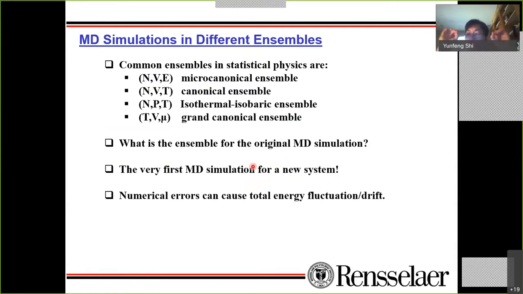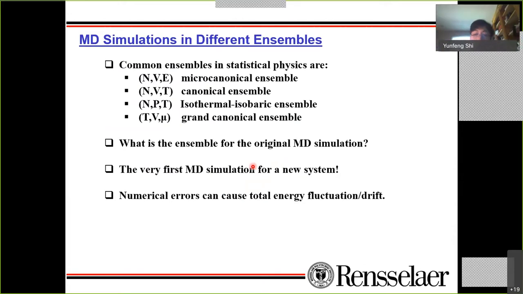So the NVE microcanonical ensemble simulation is the first simulation you do for any new system. You know, you're implementing a new force field, you're looking at a new molecular system. This NVE simulation is the first simulation you have to do. Especially important is that you want to check whether your simulation is stable or not, integration wise, right? So what do you check? You check the total energy.